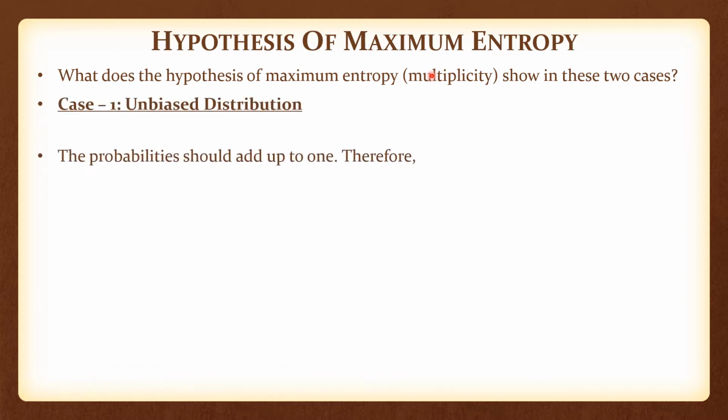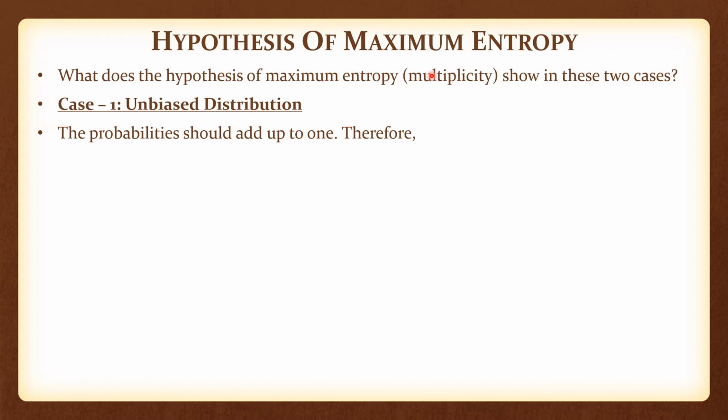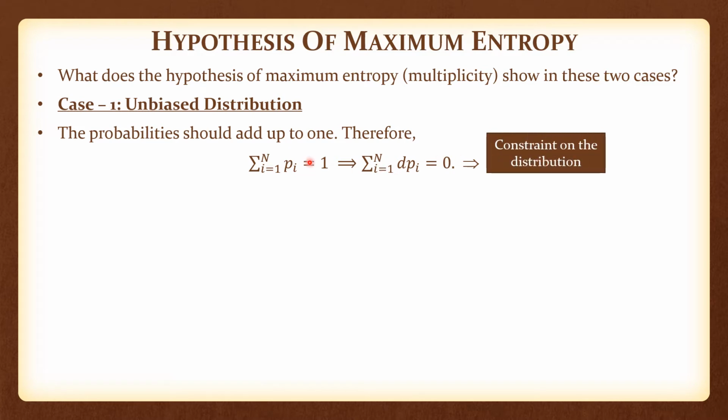Let's take the case of the unbiased distribution. The probabilities should add up to 1. If I sum up all the probabilities of all the outcomes, the total probability should be 1. Therefore, sigma pi should be 1. Either I use this constraint, or I can say that sigma dpi, the change in pi, is 0. This is a constraint I impose on the distribution, which is basically the underdetermined distribution, which is how we are describing the state of the system.